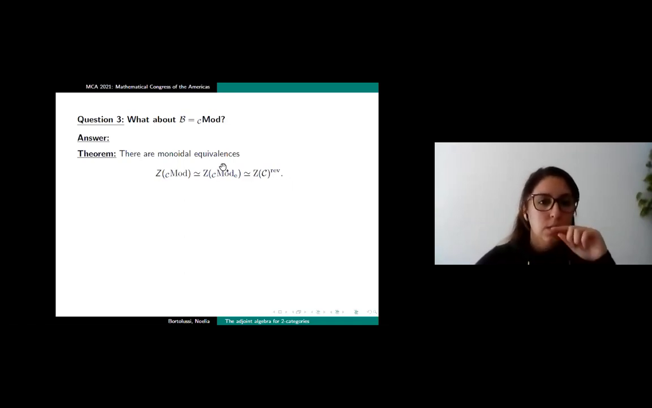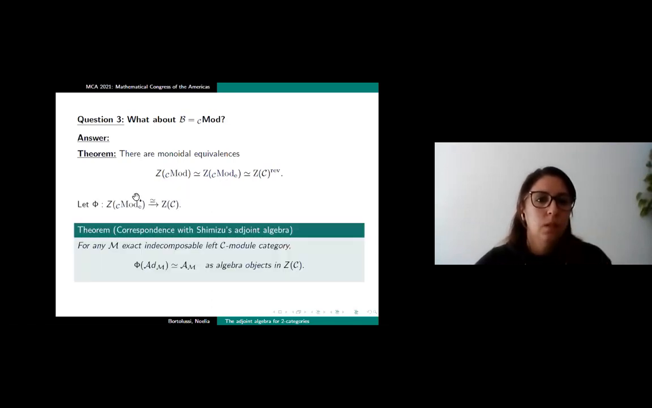So with this result, if we find these monoidal equivalences, the second one, and you take an exactly decomposable left C module, and you compute the adjoint algebra, and you apply these monoidal equivalences, then you recover the Jmitsu adjoint algebras, and they are isomorphic as algebras in the center of C.